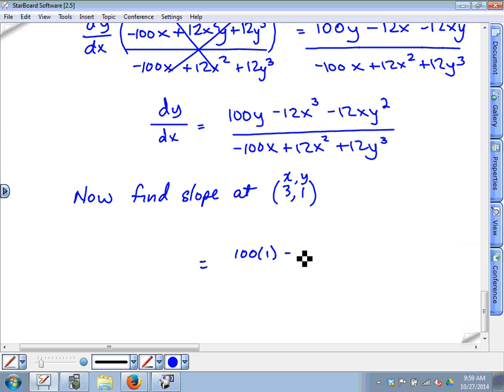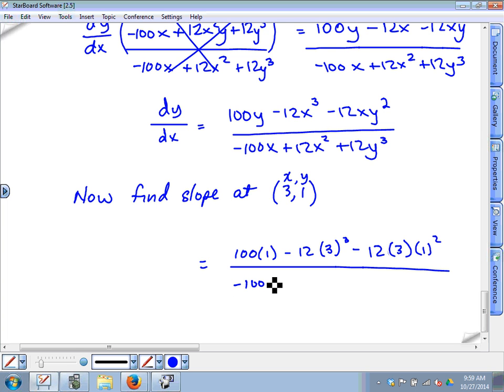So this is 100 times 1 minus 12 times 3 cubed minus 12 times 1. Can you simplify the 12 times 3? Everything's divisible by 2. You could have before, if you wanted, and everything's divisible by 2 after that again. Then it would be 25y minus 3x cubed minus 3xy squared over 25, negative 25x, sorry.